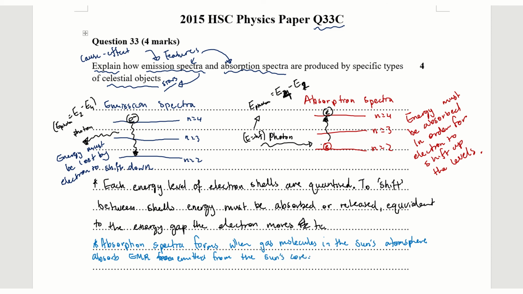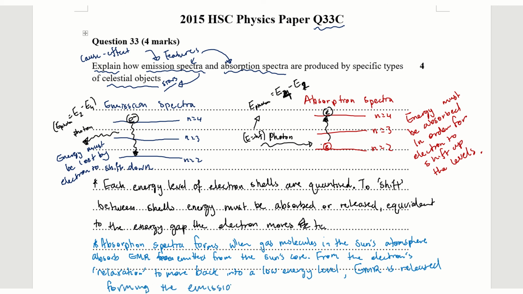And then obviously the next one we have is emission spectra. Now emission spectra, you can see it in terms of different nebulas, different types of excitations as well. So what we can say is from the electrons' relaxation to move back into a low energy level, electromagnetic radiation is released, forming the emission spectra.